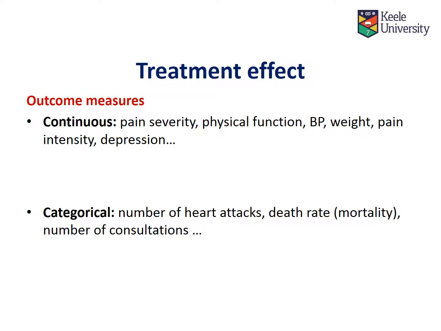There are also two types of outcome measures from different contexts, which is whether they are continuous or categorical. Continuous, so that we talk about pain severity, which starts from 0 to 10 or 0 to 100. It's continuous, or physical function or blood pressure, as opposed to categorical. So you say the number of heart attacks could be 0, could be 1, could be 5 heart attacks. There is no sort of continuity. You can group them into categories.